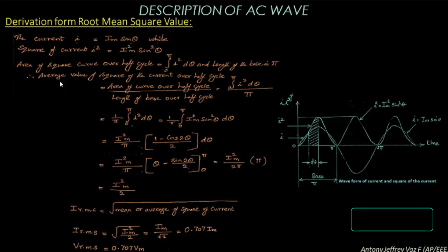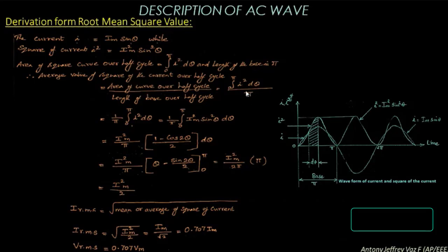What you are going to do is, the average value of the square of the current over half cycle is the area of the curve over half cycle divided by the length of base over half cycle. So the formula to find the RMS value of the current will be integration of 0 to pi I square d theta divided by pi. So this is the formula to find the RMS value of a sinusoidal waveform.